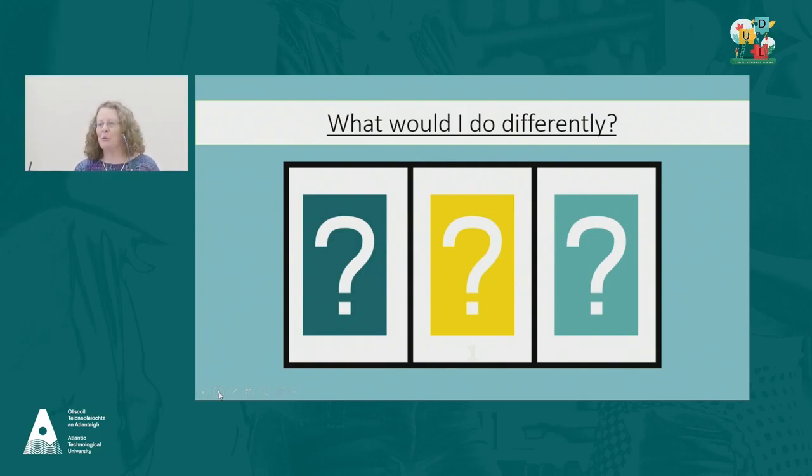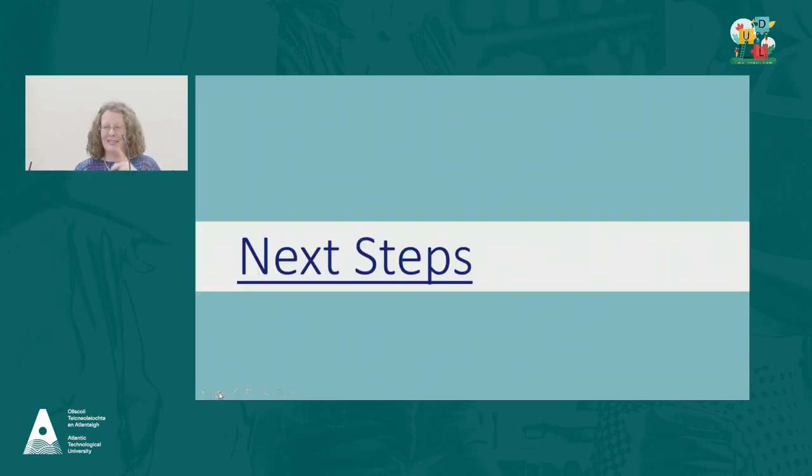You need to push yourself with the UDL, but because of the workload and the constraints we're under, I do understand it might just be one area that you need to push yourself on. So the next steps, and I can see the red counter going there over in the corner.